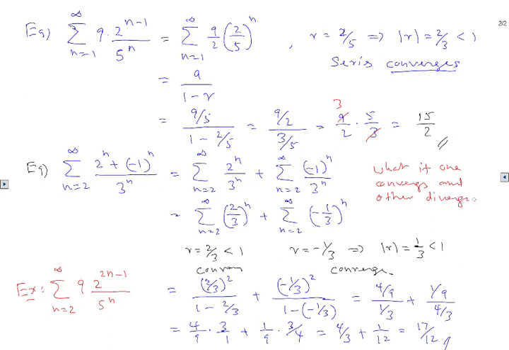So if one converges and the other diverges, the whole series has to diverge, because the converged one has a finite number, but the diverged one either goes to positive infinity, negative infinity, or fluctuates between the two. So what's going to happen in that case? The whole series diverges. So it's something you'll remember. When there are two series, if one converges and one diverges, or both diverge, then the whole series has to diverge. This is one of the results that you want to remember.